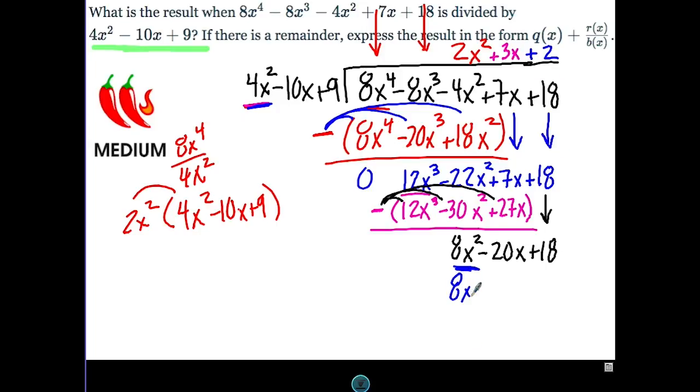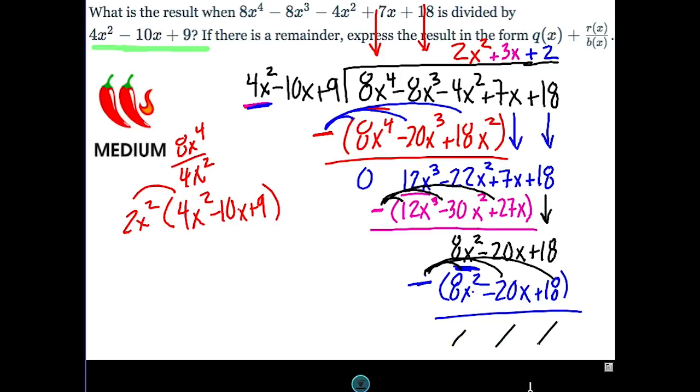So that's going to be 8x squared minus 20x. We're doubling each, we're multiplying each by 2. Oh boy. When I take away and I distribute this, it's going to show you here visually. Minus, minus, minus. That basically is 0, 0, 0. No remainder, folks. Final, final.